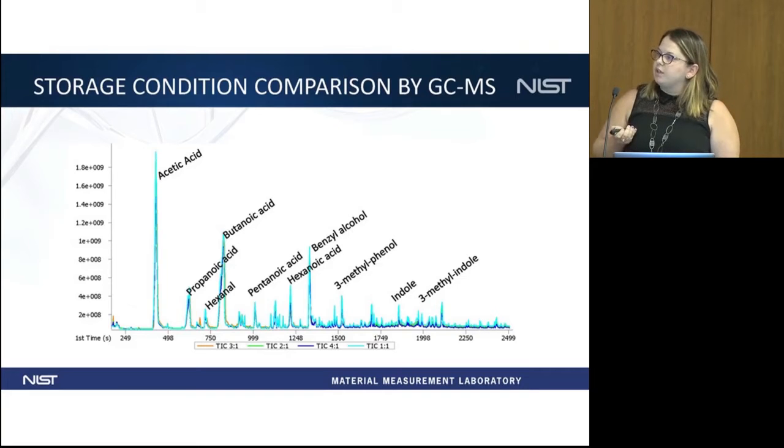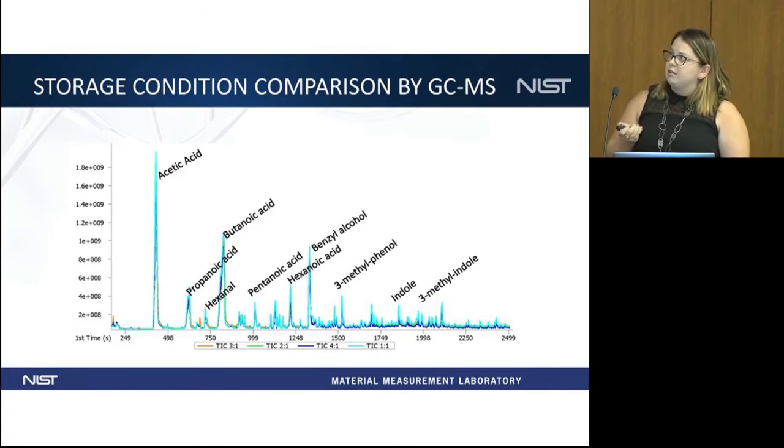So this is an overlay of the 4 aliquots of the lyophilized material. You could see that overall they're relatively reproducible, they're overlaid, and we do retain those really volatile fatty acids. So we still see acetic acid, we still see propanoic acid, butanoic acid, and so on and so forth. We also see some of the other components that we would expect to see in stool samples, such as indole and 3-methyl-indole, which are common E. coli metabolites.